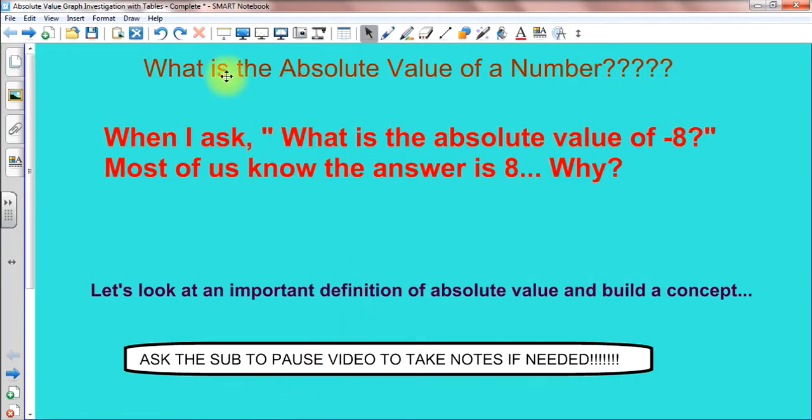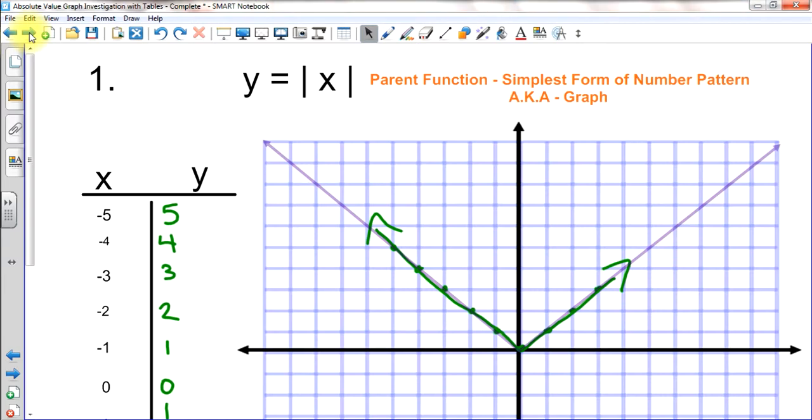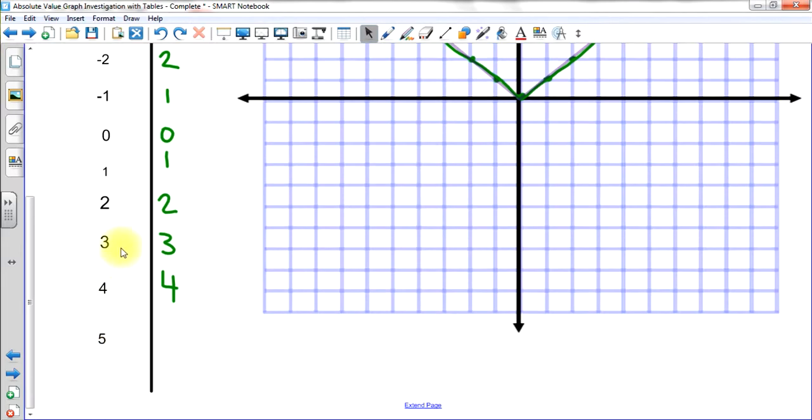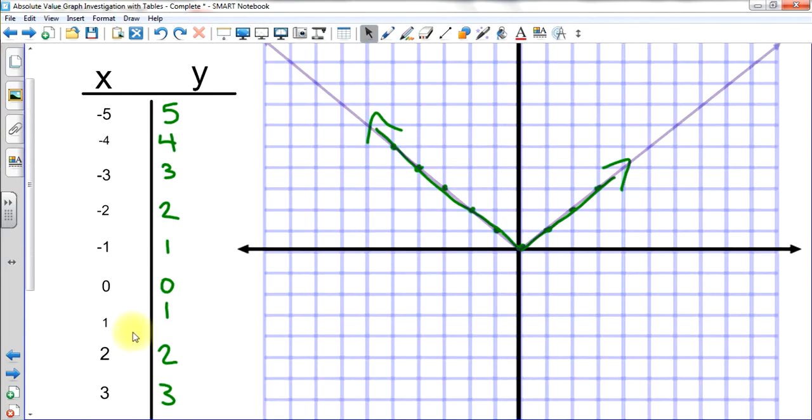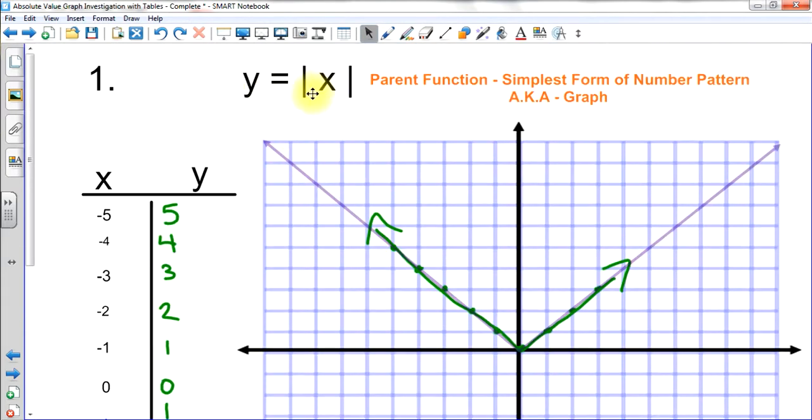Alright, so let's relate it to the graphs that we were doing yesterday. I gave you guys about 13 of these equations, and I asked you to fill out the table. I gave you the input values, from -5 to 5. This number 1 here is the absolute value of x. Y equals the absolute value of x.